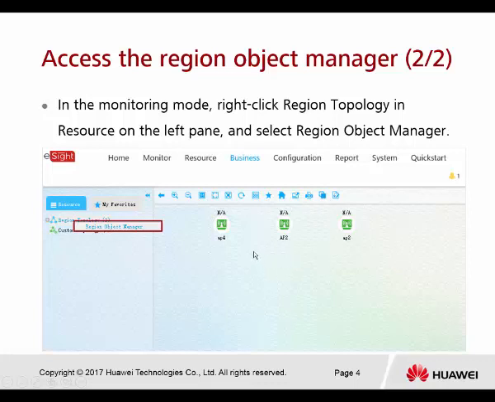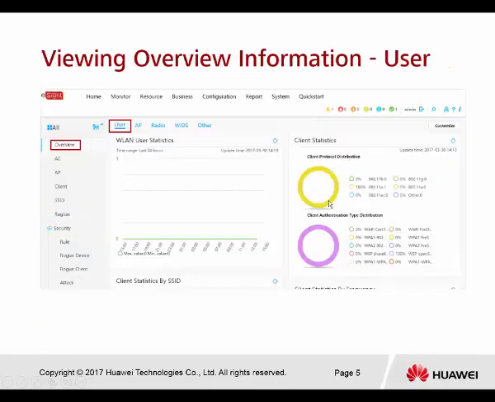Right now they already discovered 4 AP. Sorry, it's 3 AP right here, and 4 AP2. They have 2 different AP2 here. So this one is for the overview information for the user.